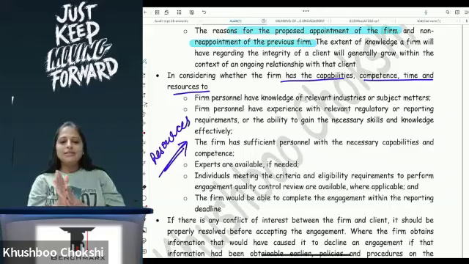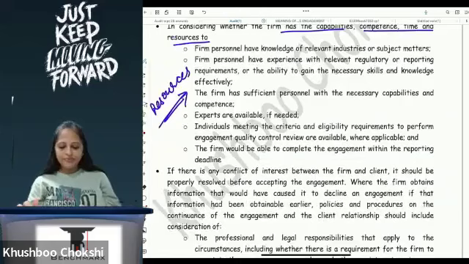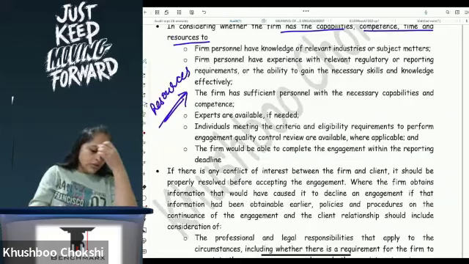correct? So that is why understanding internally whether my team, whether I have the resources, whether I have the knowledge, and then accepting that particular client is again very important. I can always hire experts available if needed.